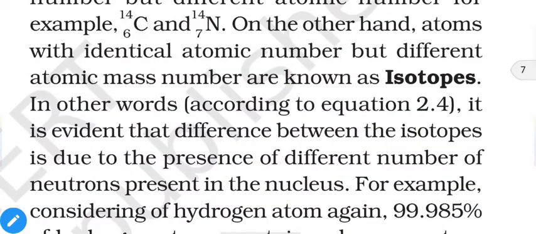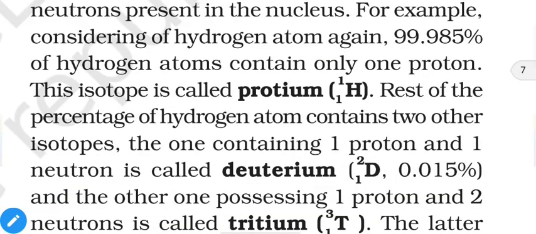And now, on the other hand, atoms with identical atomic number but different atomic mass numbers are known as isotopes. In other words, we can say that isotopes contain different numbers of neutrons. So the main difference between isotopes is the different number of neutrons. So as an example, let us consider the example of hydrogen again. Hydrogen is present 99.985% as normal hydrogen atom, with only one proton, no neutrons and one electron.